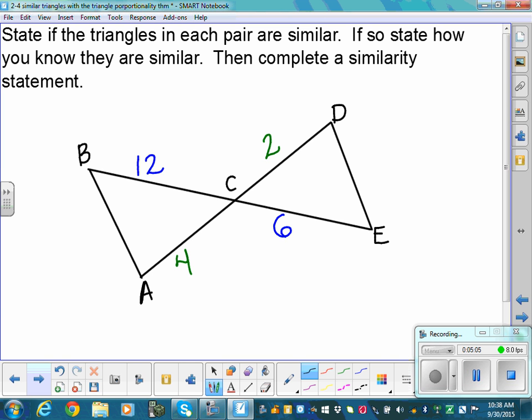Angle, side, angle. Yeah, good. That's what we're going to use here today. So let's look at this one. This is a little bit more rigorous than the problems we've seen in the past. How can we see if these are similar?